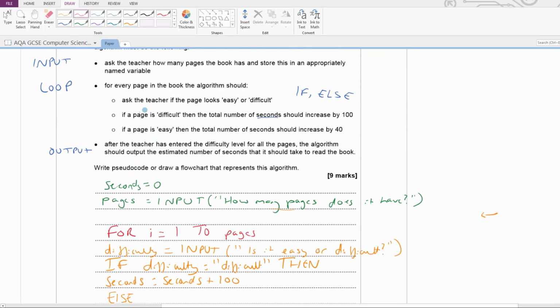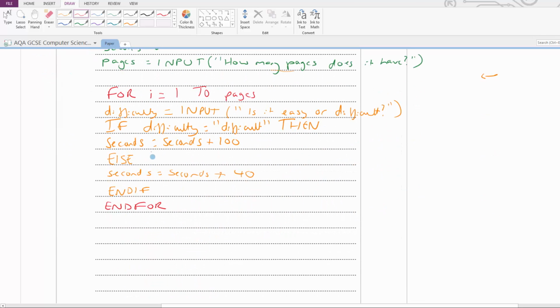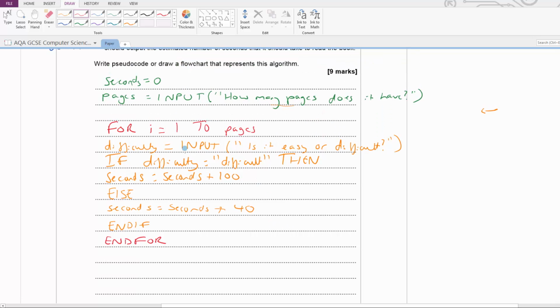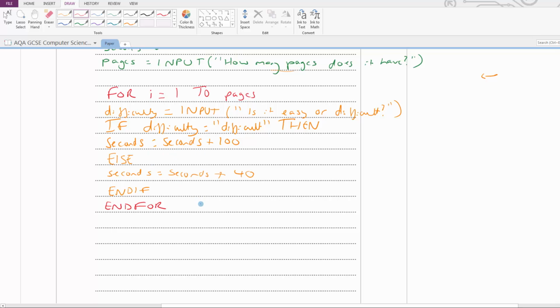So what have we got left? We've asked them; if it's difficult, the number of seconds will go up by 100. If it's easy, then it'll go up by 40. Just to re-emphasize why this line is important here, we're looping. If we did seconds equals 100, it's just going to keep replacing this variable as 100 every time it's looping through. We want to use a previous value for the loop. The first time it iterates, we're just adding to 0, but then we're going to be adding to a previous value for each page. So that's why this line is really important. I just wanted to emphasize that.